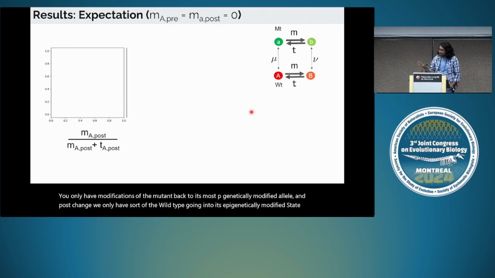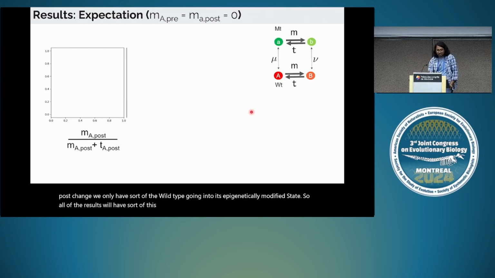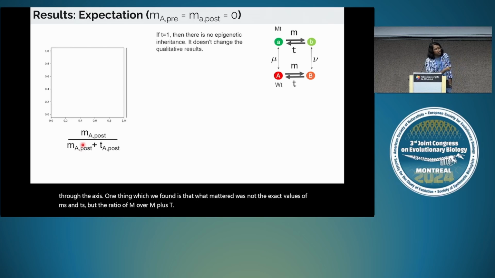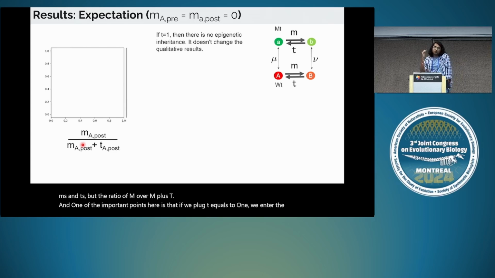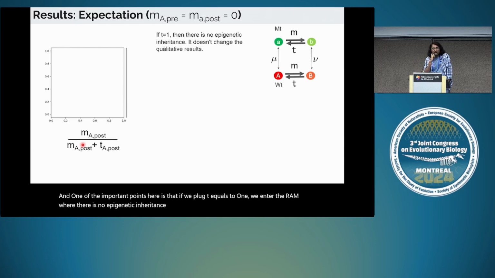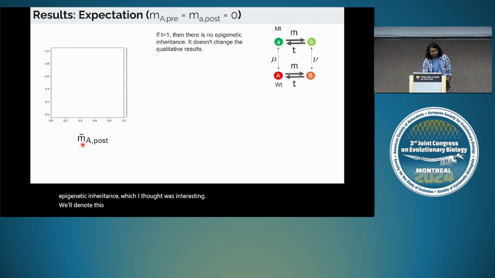So all of the results will have the same format, and so I'll quickly walk you through the axes. One thing which we found is that what mattered was not the exact values of m's and t's, but the ratio of m over m plus t. And one of the important points here is that if we plug in t equals 1, we enter the realm where there is no epigenetic inheritance across generations. And we see that this is not qualitatively different from having some amount of epigenetic inheritance, which I thought was interesting. We'll denote this ratio by m tilde.